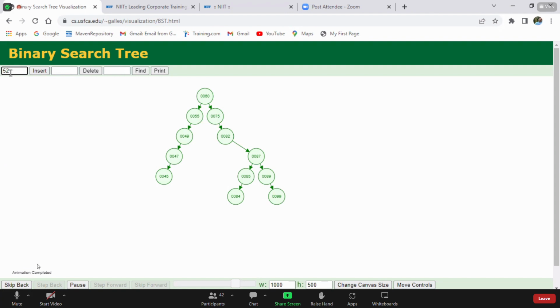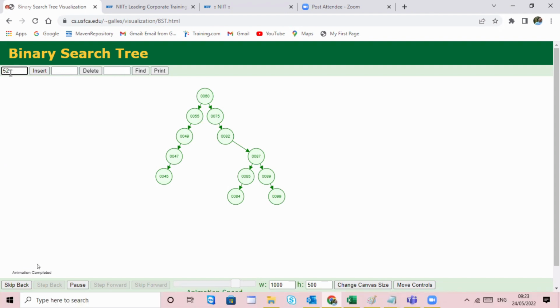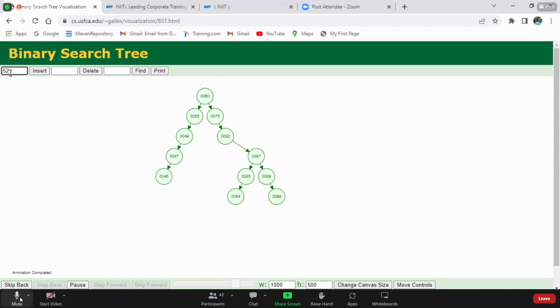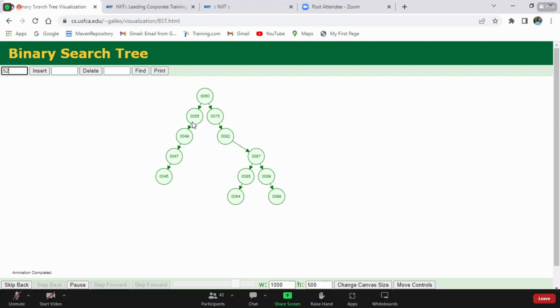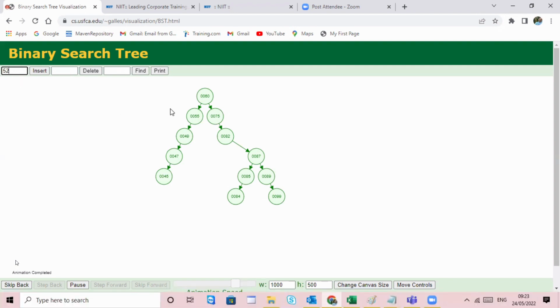Not 52, it is 55 actually. It is going to 60 to 55. So first it will check with the root, 60 is greater, so it should be placed in the left hand side. Then it will jump into the left hand side. It will find 55, which is greater than the newly inserted value. And if it is greater than the newly inserted value, then I should look at the left hand side or right hand side pointer.